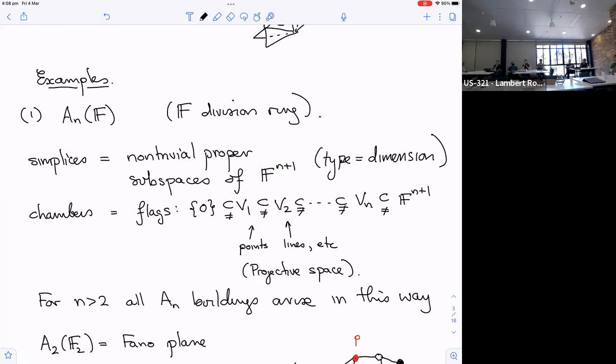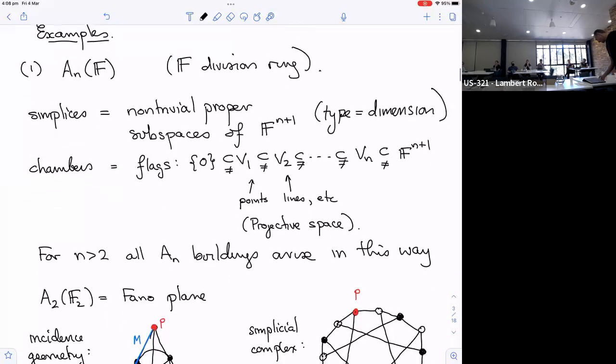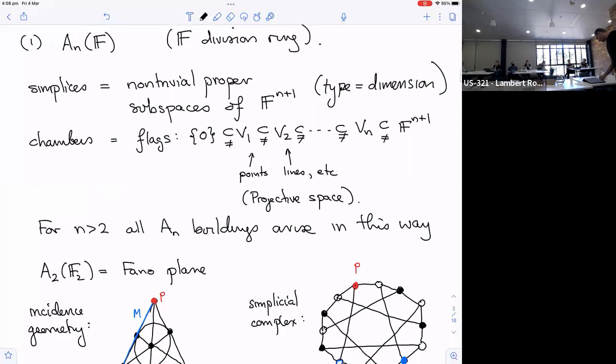So if you think in terms of projective geometry, these guys are points, lines, planes, and so on and so forth. If you think in terms of vector spaces, they're dimensions 1, 2, 3, and so on and so forth. The simplices are just simplices. Anyway, that's an A_n building. That's really what it is. And for n bigger than 2, all of the thick A_n buildings arise in that way.